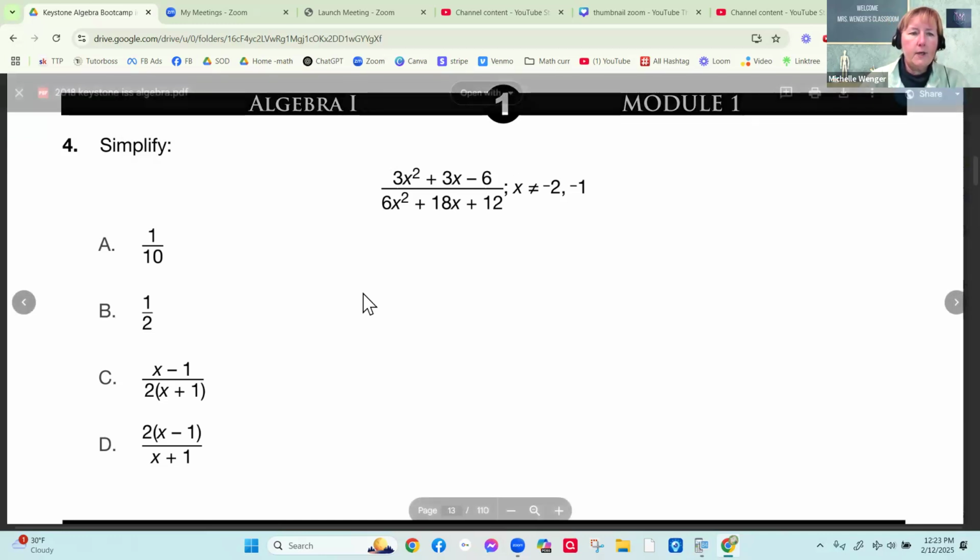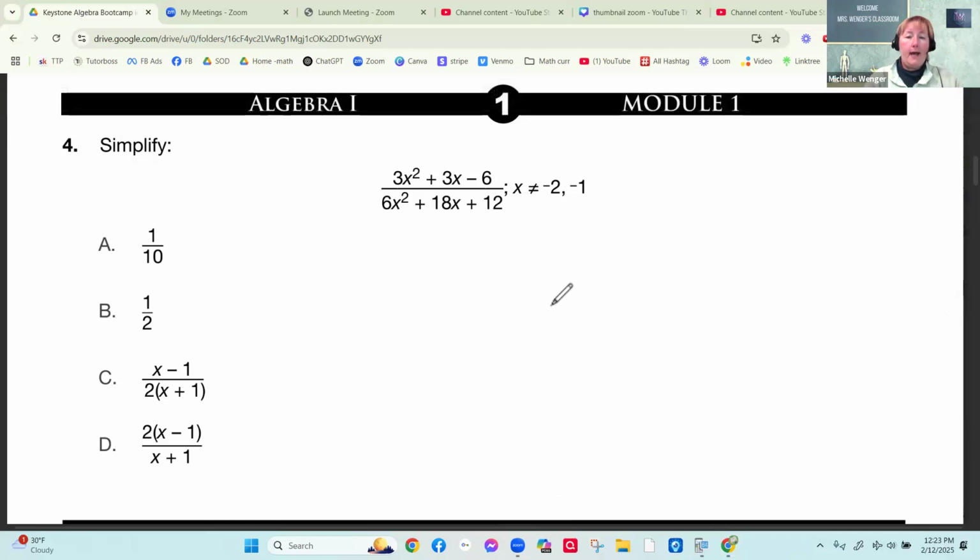So what we need to do here is look at whether we can factor anything. But first thing I want to say is your x value cannot be -2. It cannot be -1, because that actually makes your denominator 0. We cannot divide by 0. So the first thing I'm looking at here is that 3 will go into all of these, so I'm factoring out a 3. That leaves me with x squared plus x minus 2. So I have factored the numerator, or pulled out a GCF.